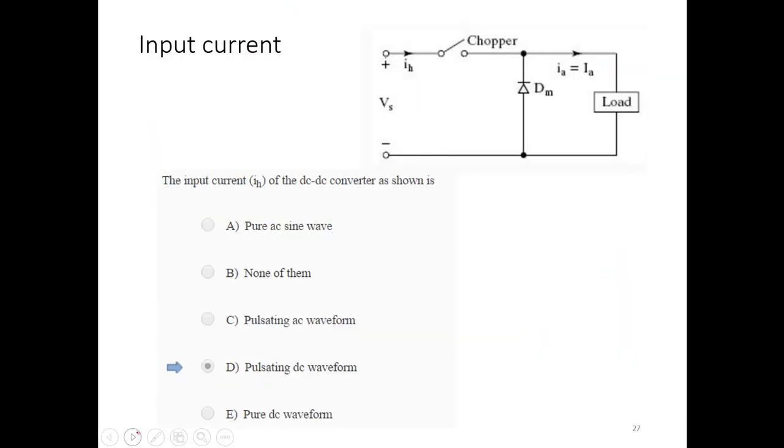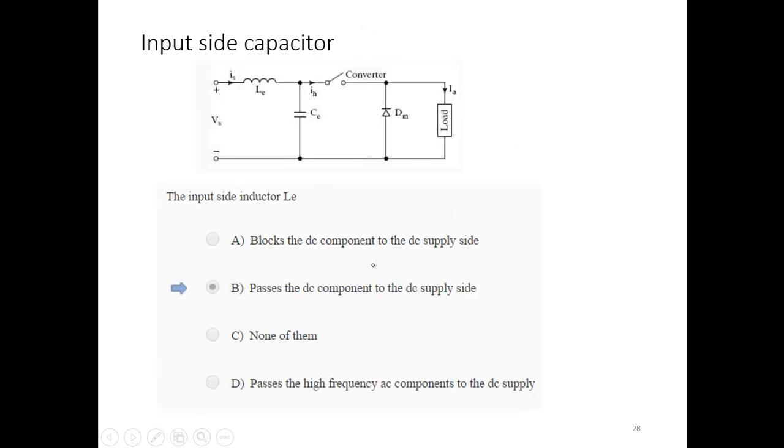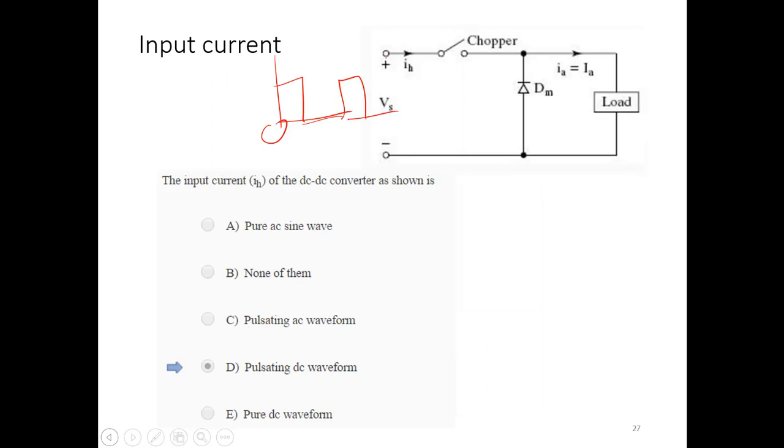Now the input current here looks like a pulse. As a result, the input current will have a lot of harmonic spectrum. If you do the Fourier analysis of this waveform, you get the harmonic analysis, as you can see in the book. The input current is a unidirectional DC waveform, but it is a pulsating DC waveform.